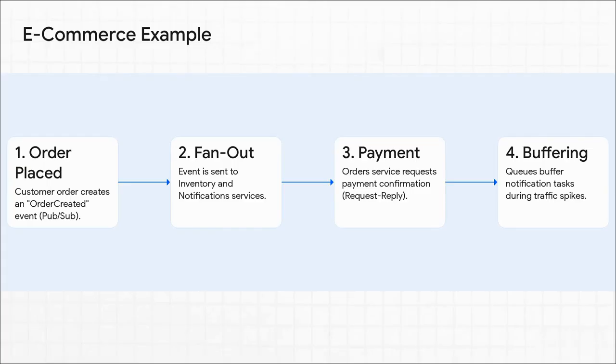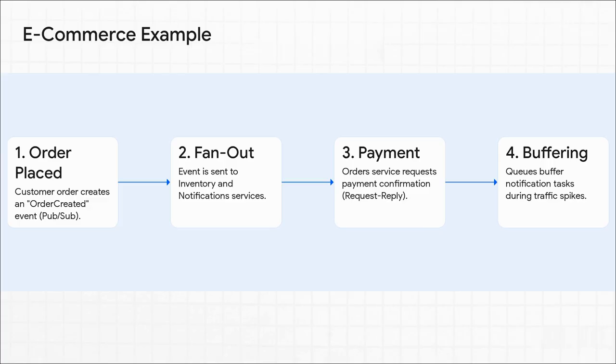The customer clicks buy. Immediately, a pub/sub event called Order Created is published. Using the fan-out pattern, both the inventory service and the notification service hear this and spring into action. At the same time, the orders service uses request reply to formally ask the payment service, hey, can you please charge this credit card? It needs that confirmation back.